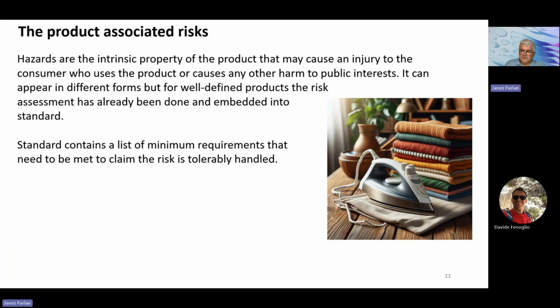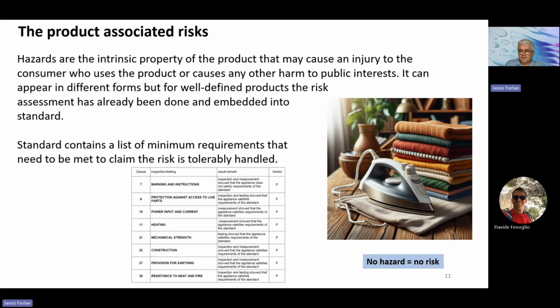What we need to do as manufacturers is properly address and identify all the hazards associated with this product. We shouldn't skip a single one, because unless there is no hazard associated, there is no risk, of course. But everything else should be addressed, and usually it is also documented in the documentation of the risk assessment.